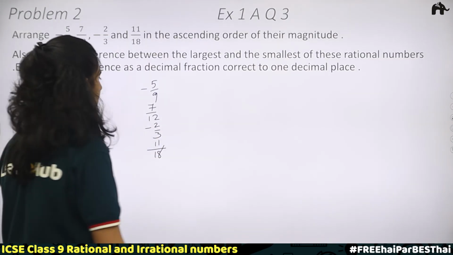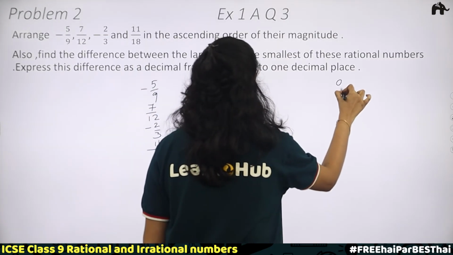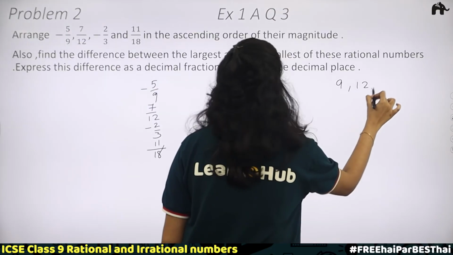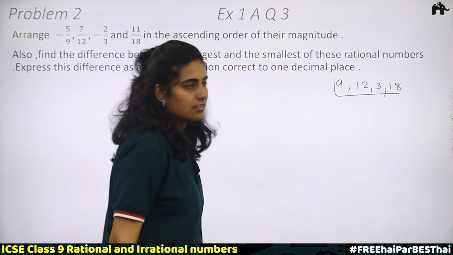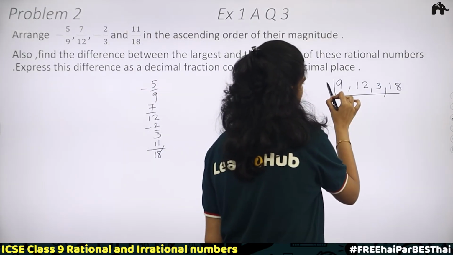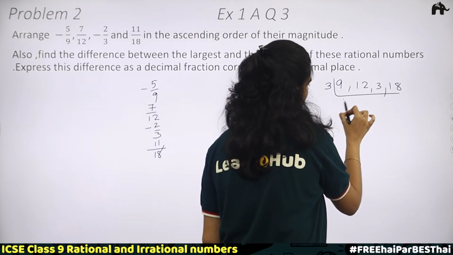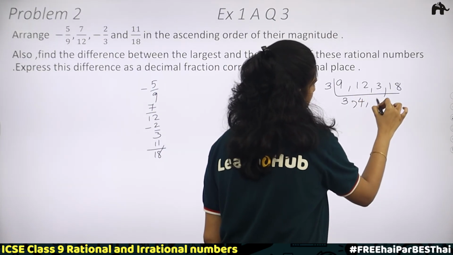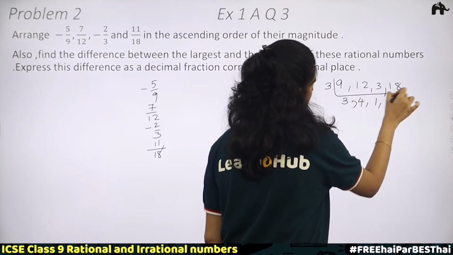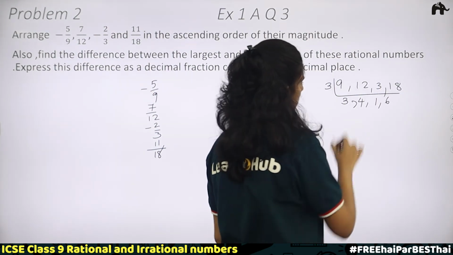First we have to take the LCM. The denominators are 9, 12, 3, 18. So first, if you take 3, you will be getting 3 in the denominator here. 3 into 4 is 12. 18 is 3 into 6.